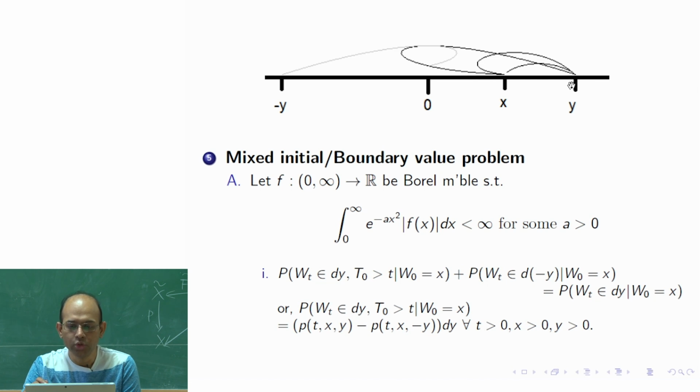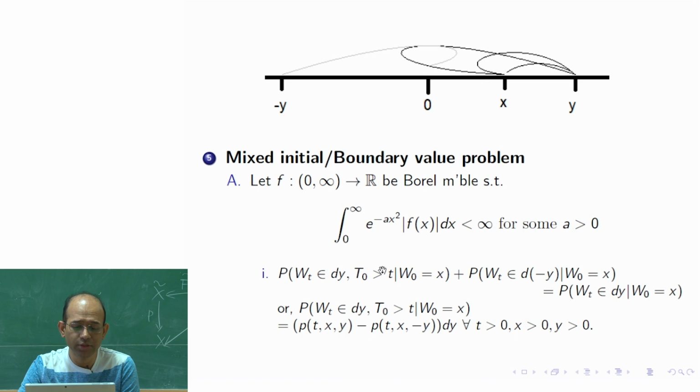Those events can be written as W_t in the neighborhood of y, whereas T_0, the hitting time to 0, is greater than t. So at time t, W_t is in a neighborhood of y, but small t is less than T_0. That means until time t, the Brownian motion did not hit 0. Is it clear? So this is a joint event.